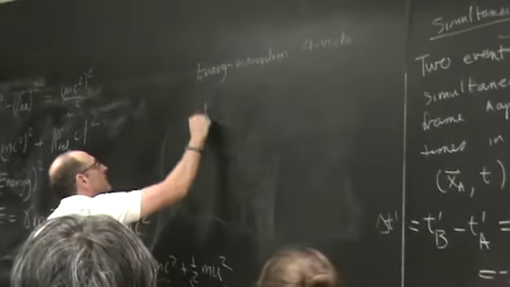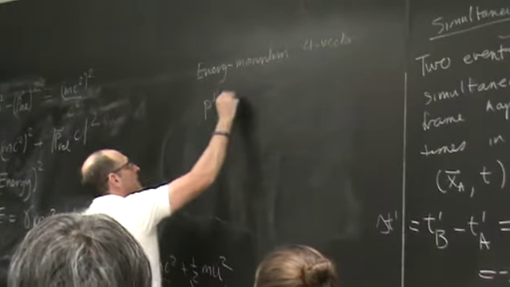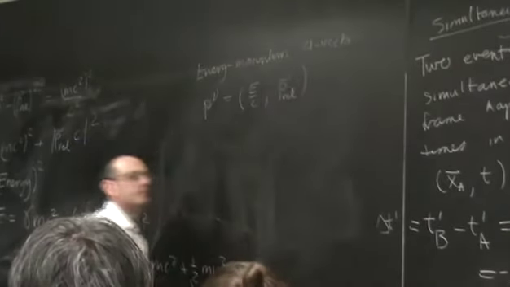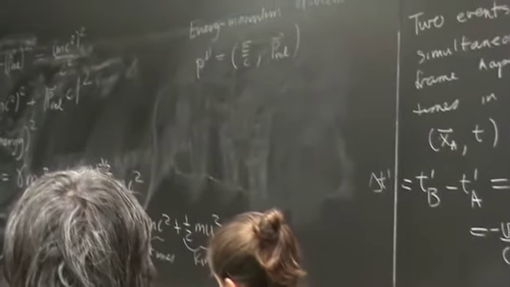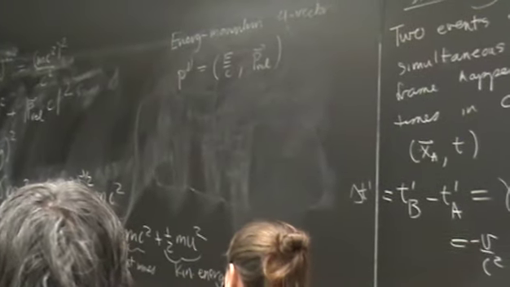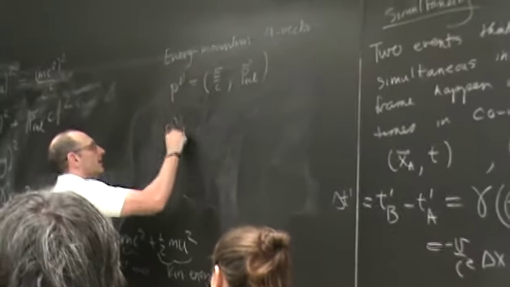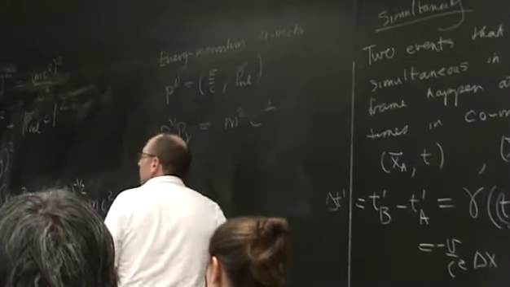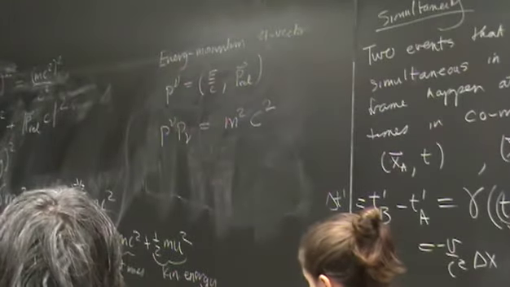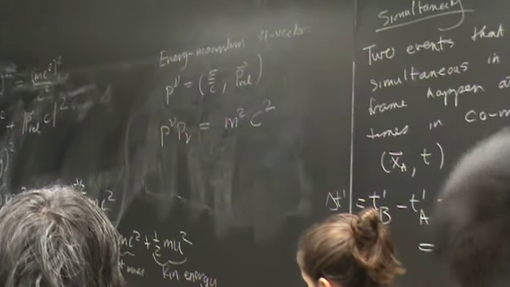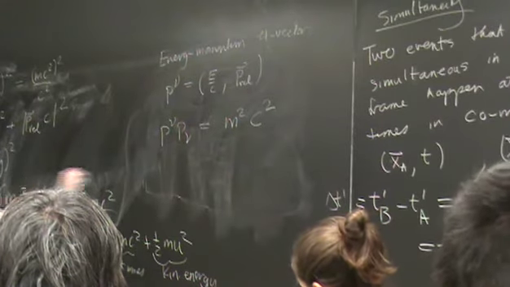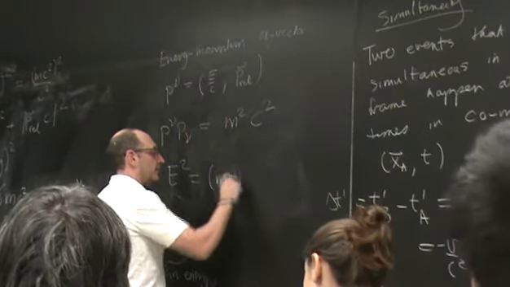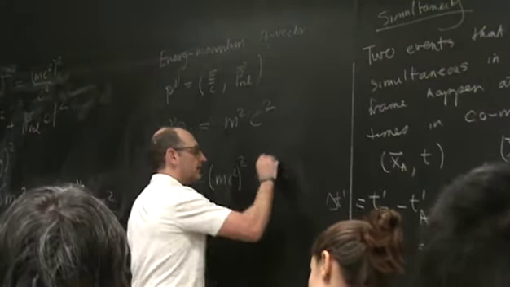And that's p^ν is equal to the energy over c, p relativistic, where the norm squared is just the mass squared in units. So we have the famous equation that E squared equals (mc²) squared plus (pc) squared.